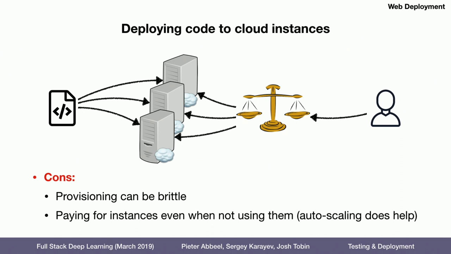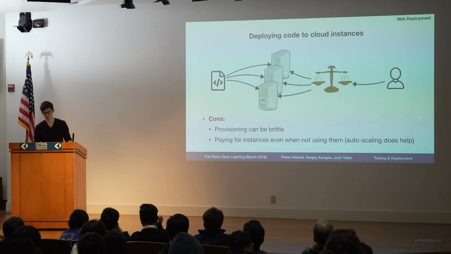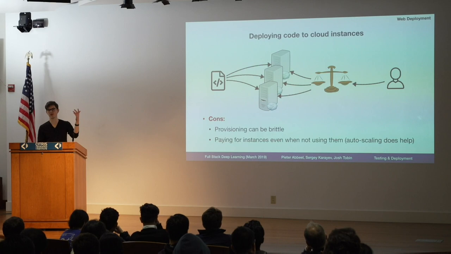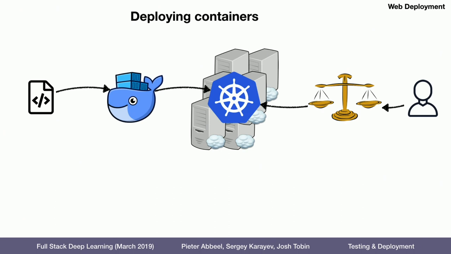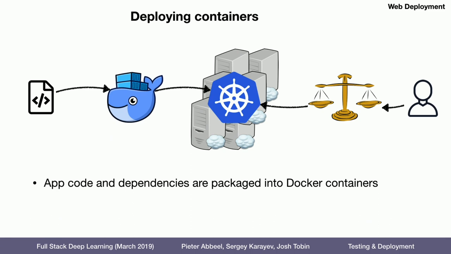And then let's say we start up 3 of them, but then our requests really taper down, so most of them are just sitting idle. We're paying for them, but we're not actually needing them. Auto-scaling can help here, scale down, scale up, but it has its own downsides. So the next thing is, well, this Docker thing seems really good. Can we just deploy Docker containers to cloud instances? And yes, you can. You package the app code and dependencies up as a Docker container, and then you send the Docker container to something, maybe using Kubernetes, maybe not.